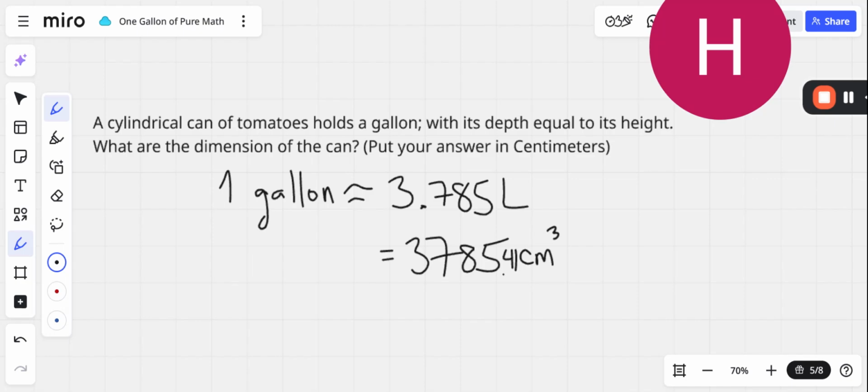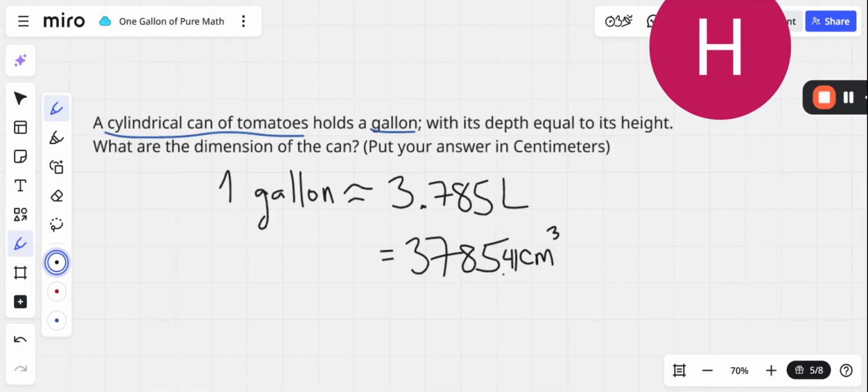Okay, let's get started. So a cylindrical can of tomatoes holds a gallon. That's a lot of tomatoes. So this would maybe be like in a large scale kitchen somewhere, maybe in the kitchen of like a market, I don't know, Whole Foods, Ralph's, something like that. Maybe even Costco.